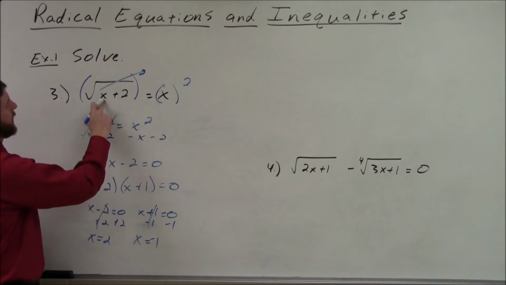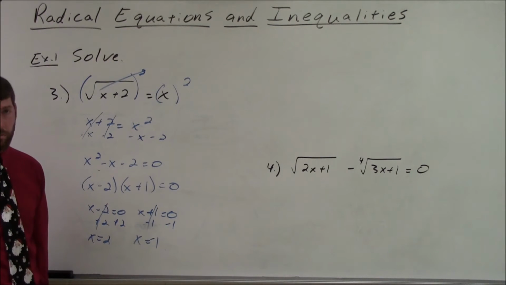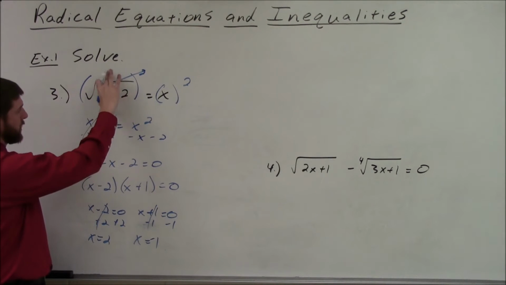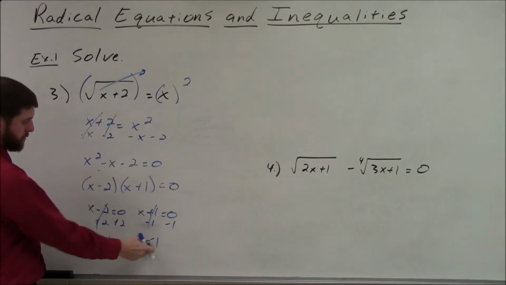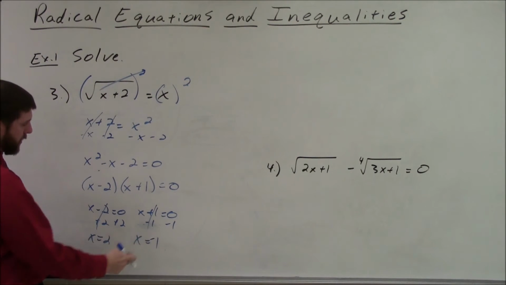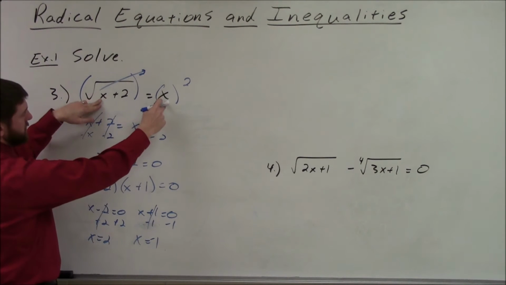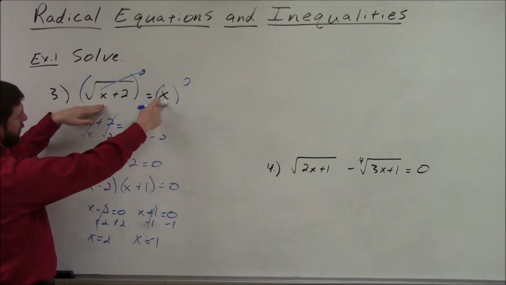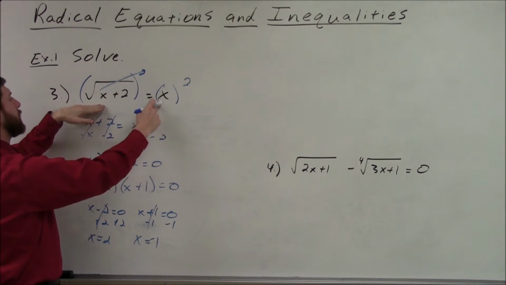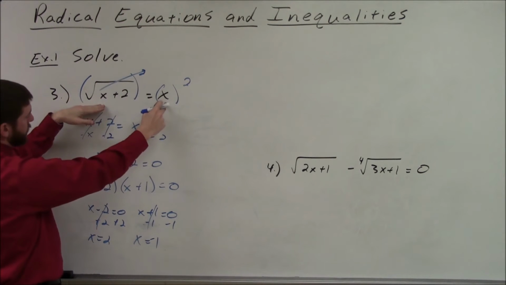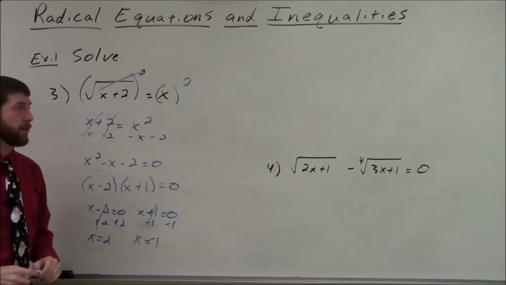Okay, negative 1. Negative 1 plus 2 is 1. Square root of 1 is 1. But 1 does not equal negative 1. Because remember we put negative 1 in for both x's. So this is negative 1 and this is negative 1. Well, when you do negative 1 on the left side, you get 1 for the whole left side. When you put negative 1 on the right side, it stays negative 1.